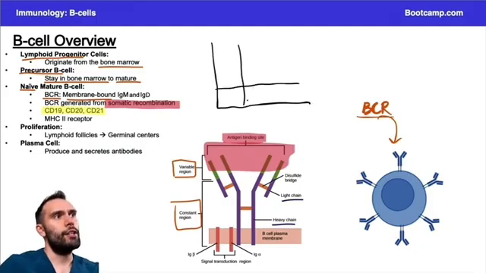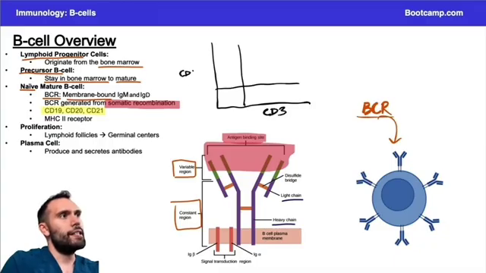Sometimes we'll take a sample from a patient and run it through flow cytometry just to see how many B cells and how many T cells that patient has. And just for example here, let's say that I put on this side CD3, and on this side, let's just say I did CD19, for example. I'm just using one of these B cell markers.